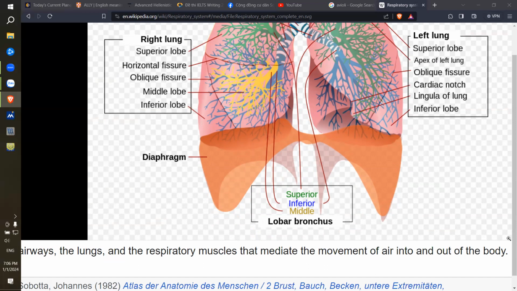When it contracts, it moves downward so that it increases the chest cavity. It increases the volume, it decreases the pressure actually, causing the air from outside to get into the lung, right?